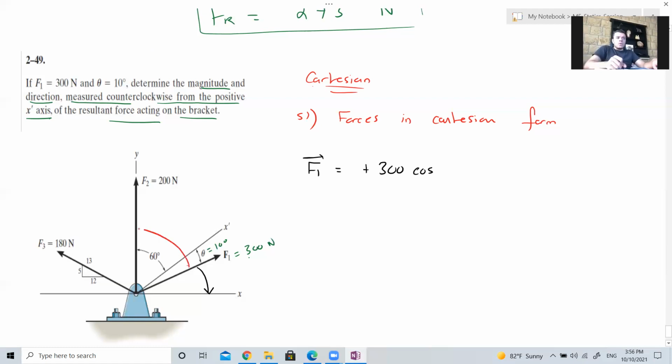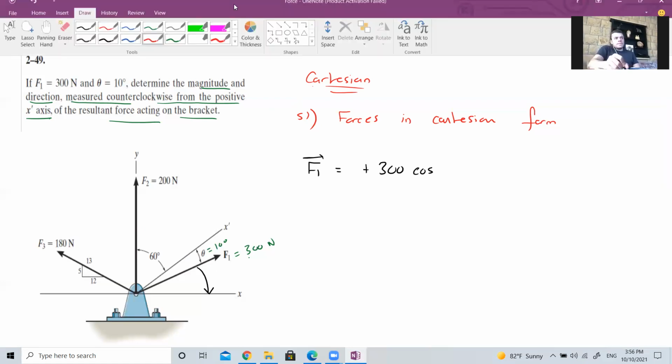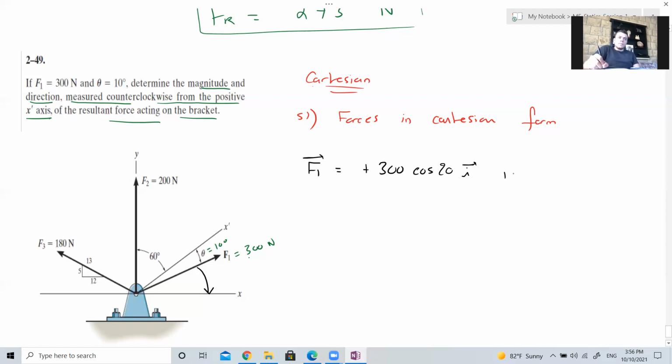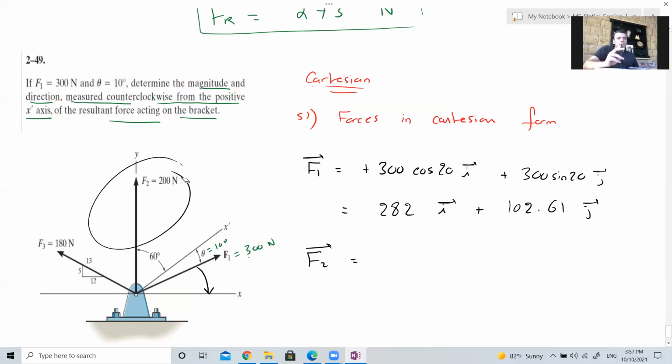What is this angle? One minute, let me bring it for you. 10 and 60 means 20, so it's 300 cosine 20, right? Plus, what's the y? 300 sine 20. So this is 282i and this is 102.61j. What about F2? F2, I think the x is 0, so 0i and plus 200.